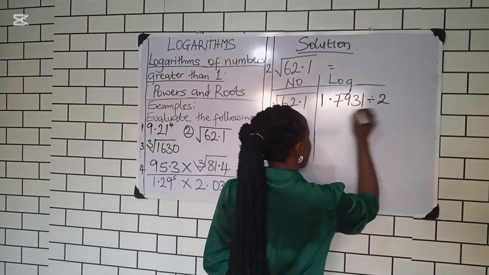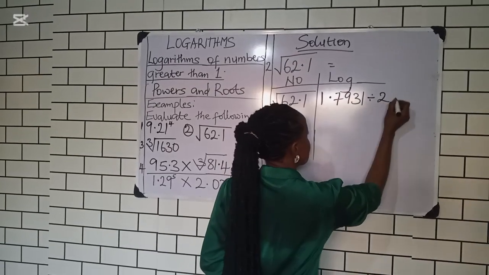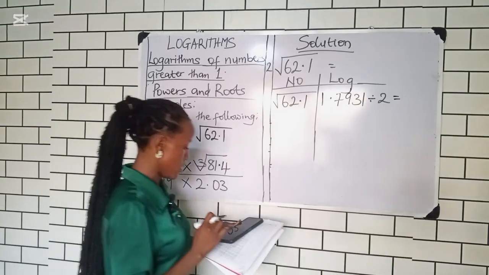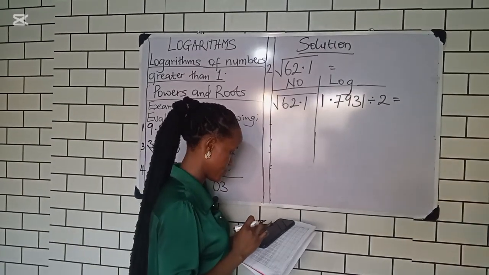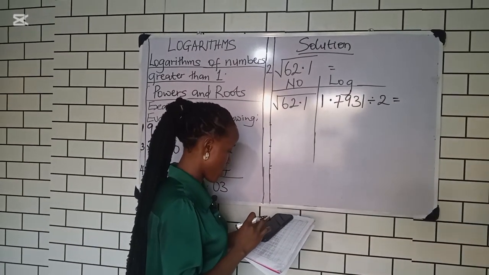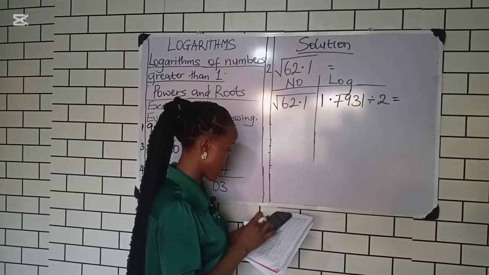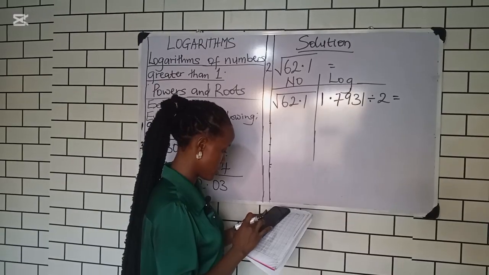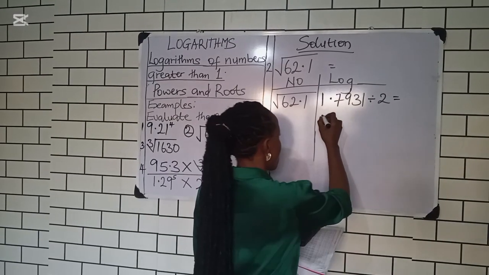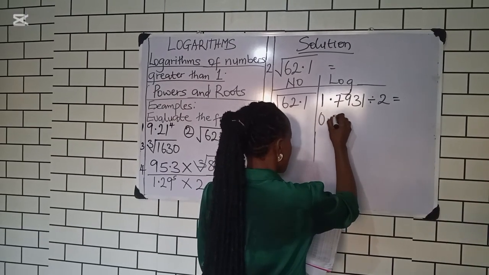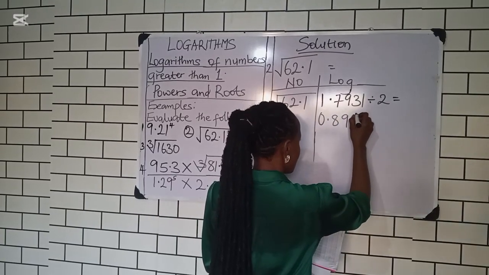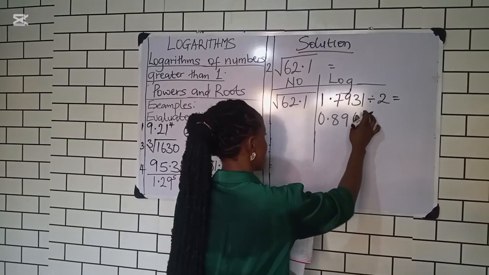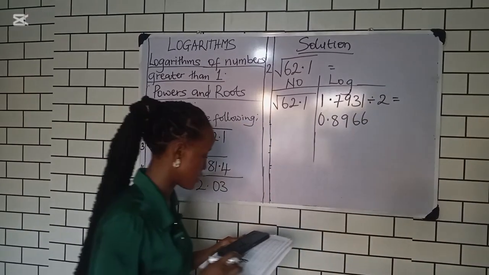Divided by 2. Now, on my calculator, 1.7931 divided by 2, you're going to have about 0.8966. We have 655; I just approximated it to 66.